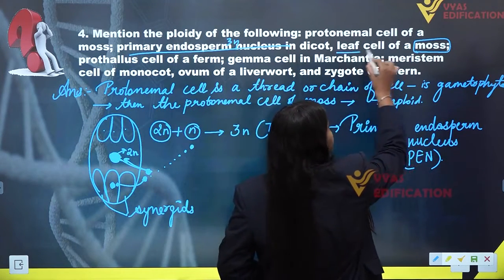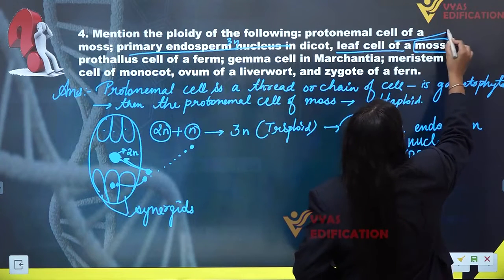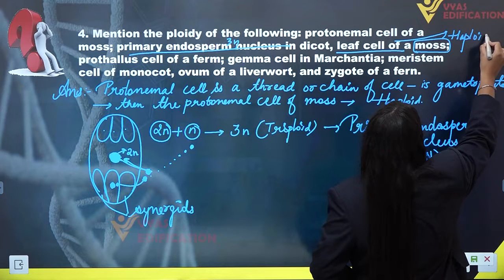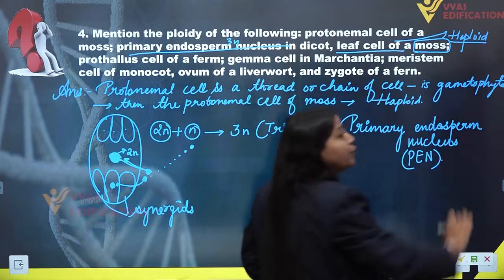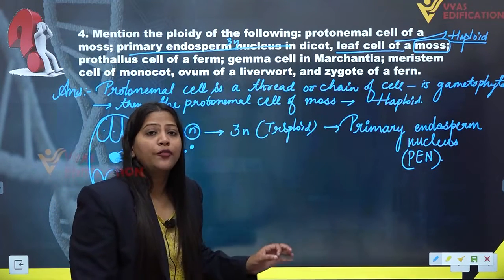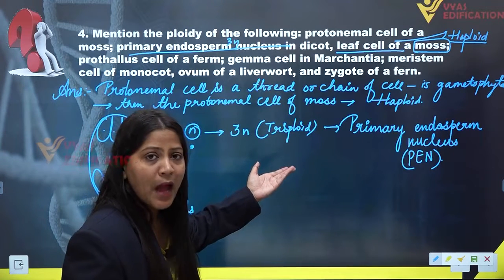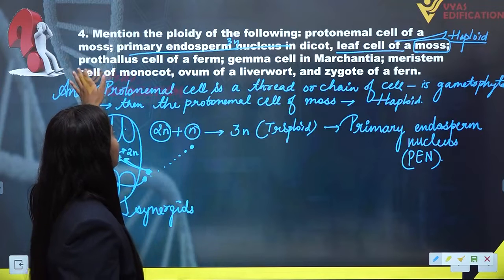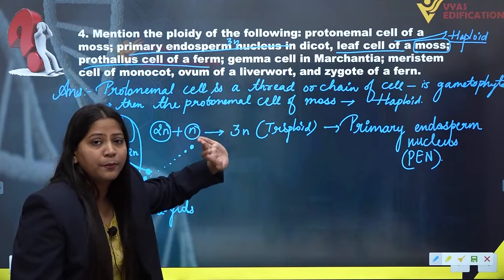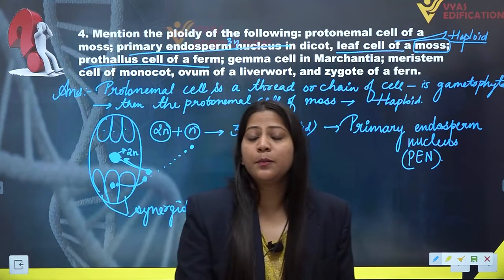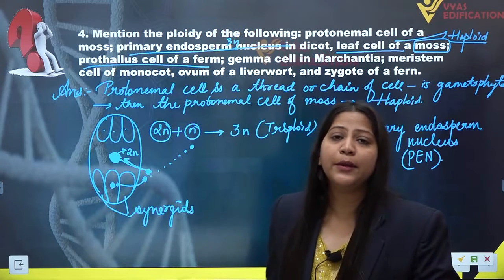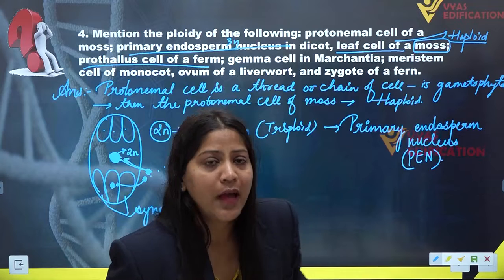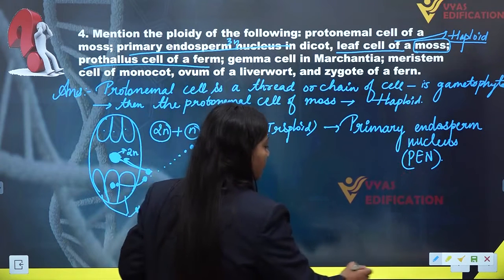So the leaf cell of a moss is also haploid in nature, as it is present on the gametophytic plant body of a moss. So it is simply haploid in nature. Next, come towards the ploidy level of a prothallus of a fern. Now, the prothallus of a fern is a gametophytic plant body which is formed from the spores.